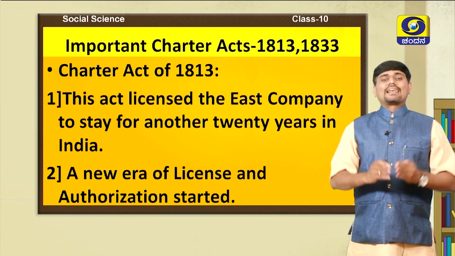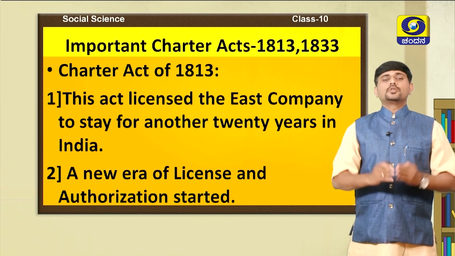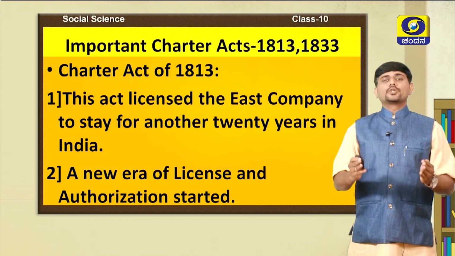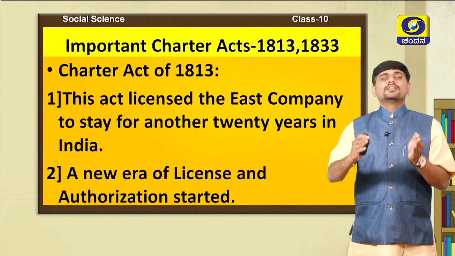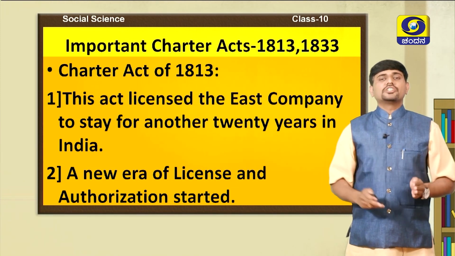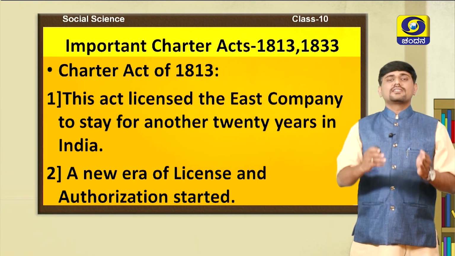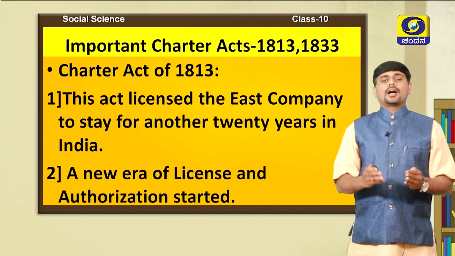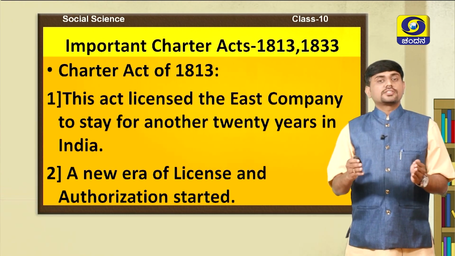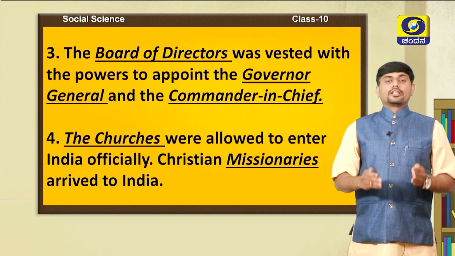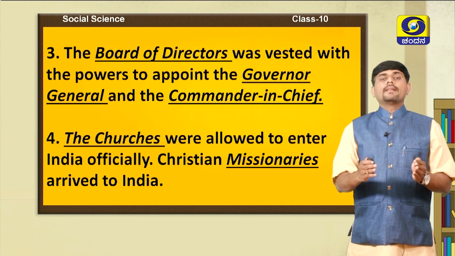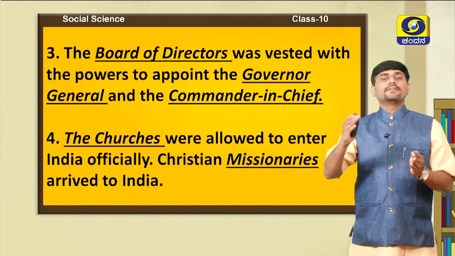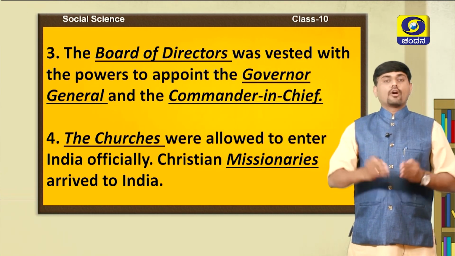This act licensed the East India Company to stay for another 20 years in India. According to the act, another 20 years of the term was extended to the British East India Company in India. The license was renewed, and also a new era of license and authority started according to this new act. The British East India Company started gaining more powers from the British government.